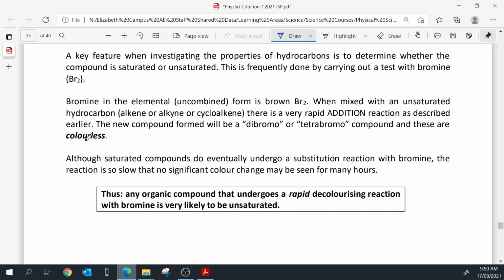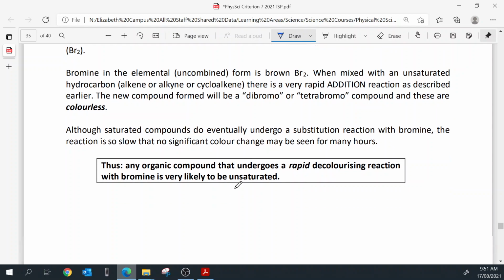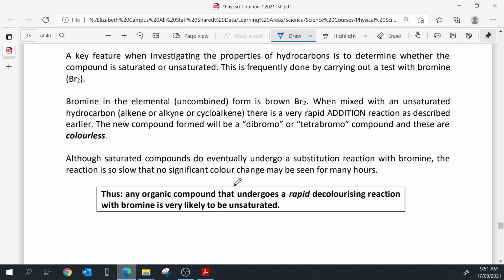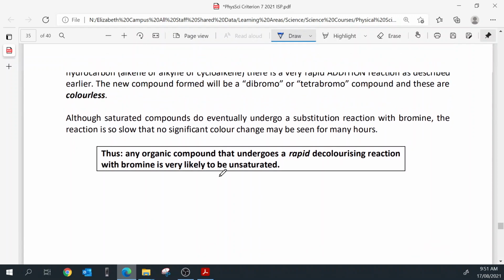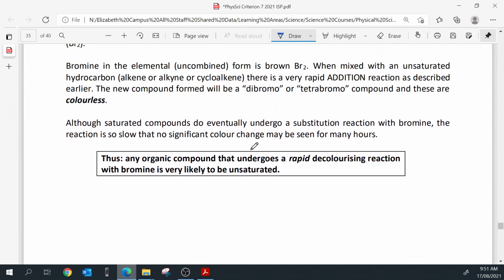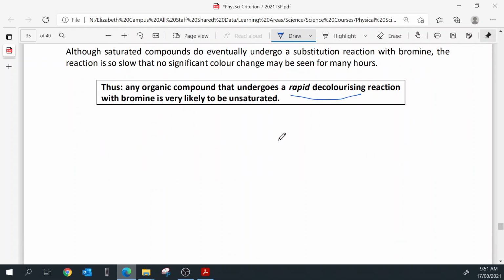If you have that reaction, you know that your hydrocarbon is unsaturated. If there is no real reaction, then chances are it's saturated. That's what you need to be able to tell and write in an exam. So that's how you test for unsaturated or saturated: just use brown bromine, and if it's unsaturated, it'll become colorless, a rapid decolorization like that.